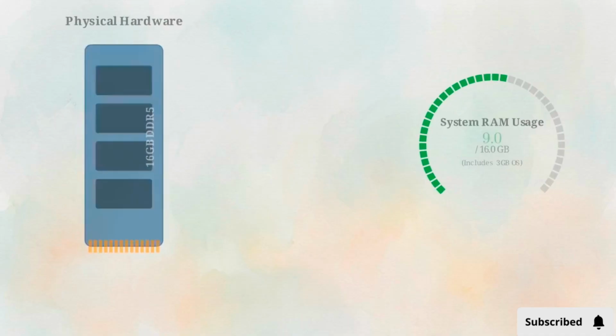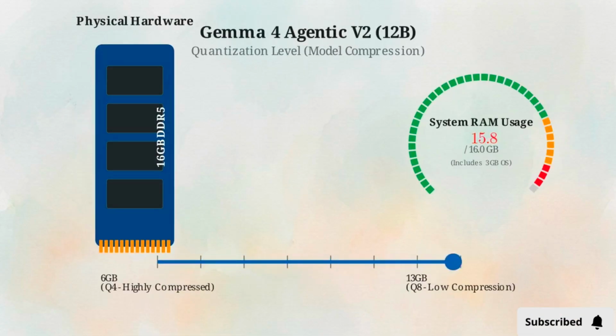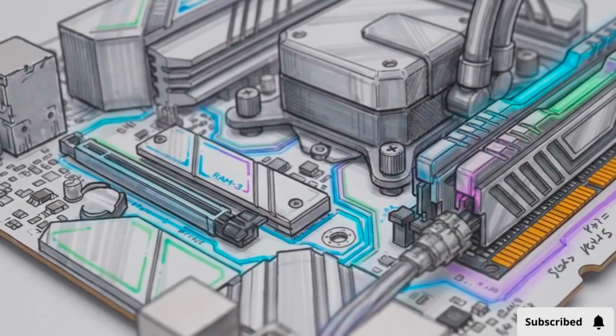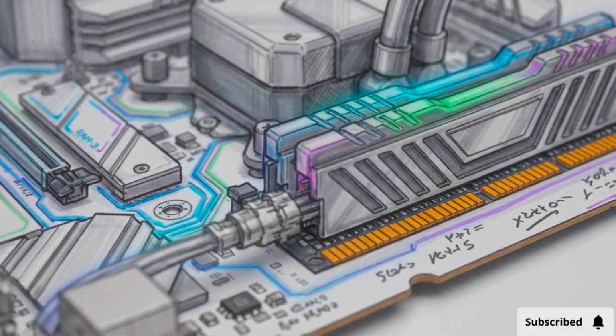Before you start, check your system RAM. You must choose a quantization level, like the 6 GB or 13 GB versions, that matches what your hardware can actually support. Matching the model to your hardware specifications is a critical step that prevents the system from crashing during a complex reasoning task.